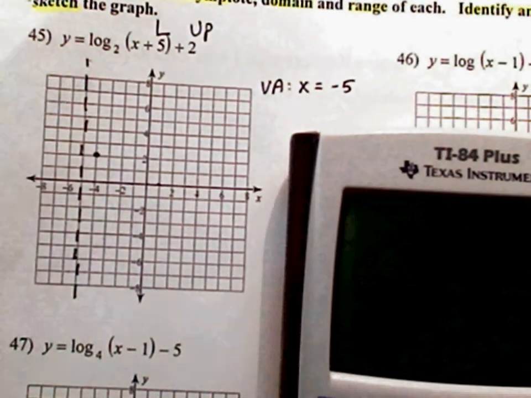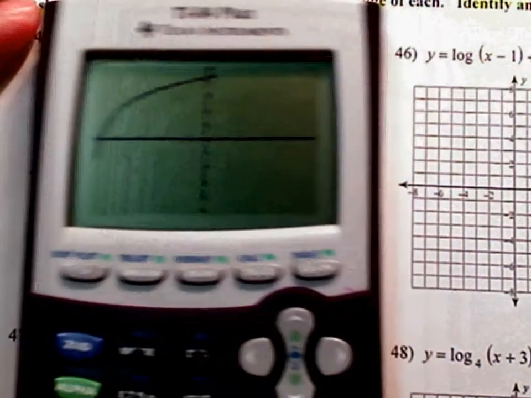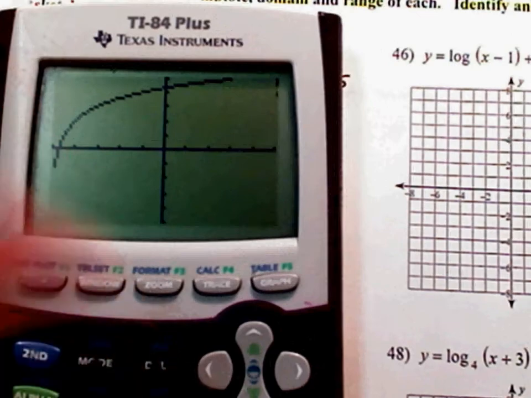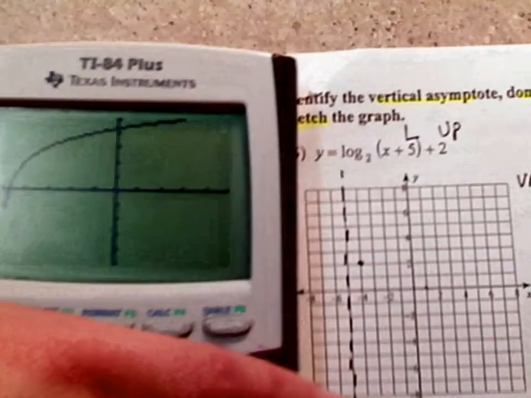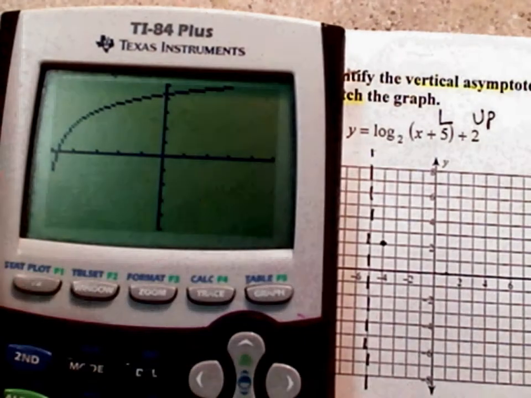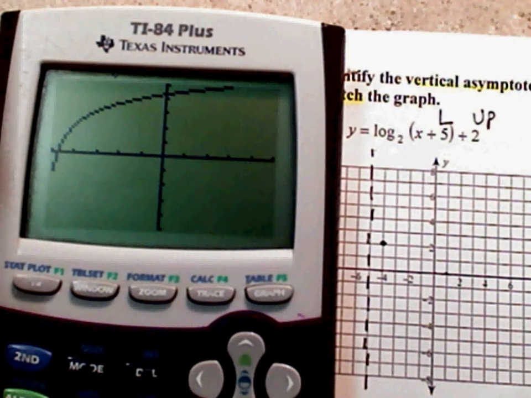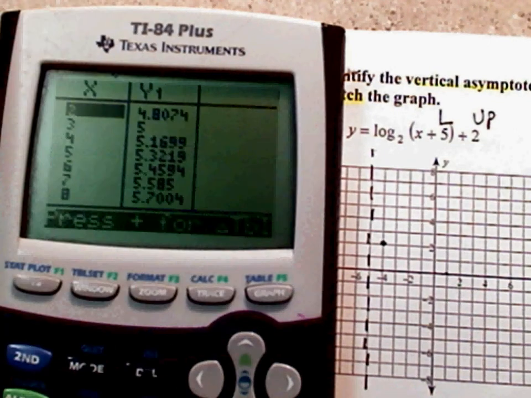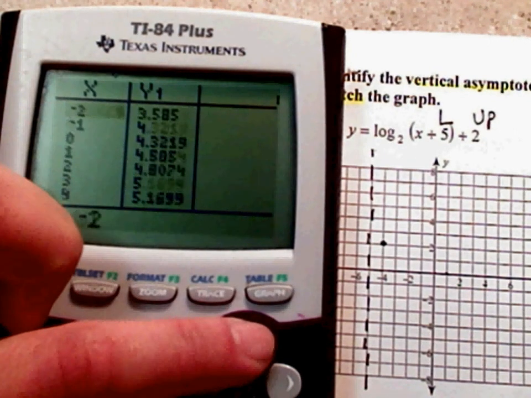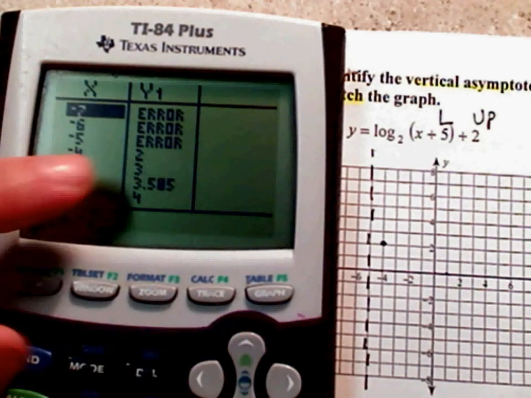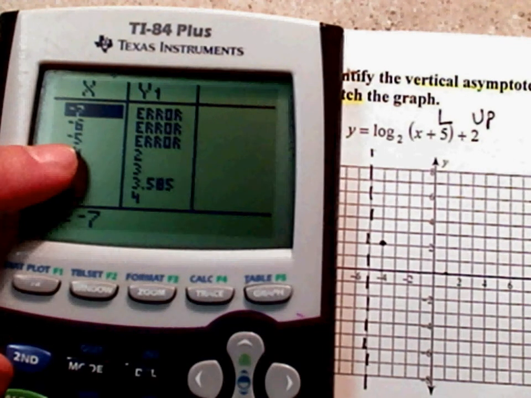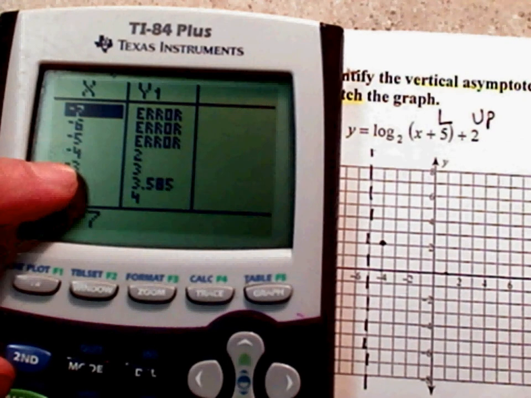Okay? Now, from there, you could write your 5 points. Go to second table. Scroll until you see where the word error comes in. Do you see how your first error is at -5? That's your asymptote. Now, write the next 4 points after that. -4 and 2. See it right there?